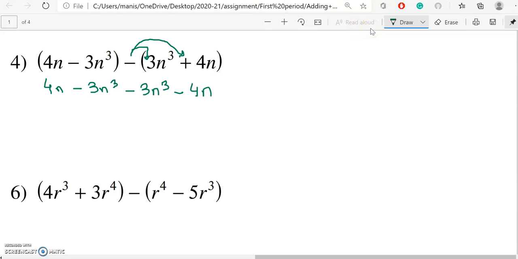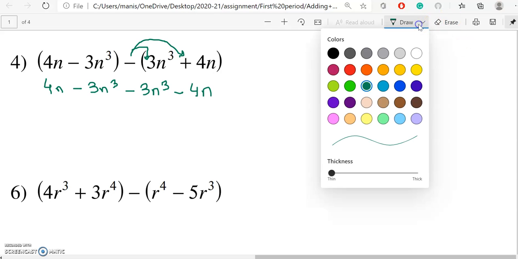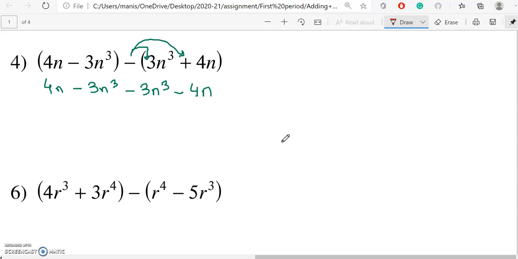Now we will combine the like terms. Let me change the color of my ink so it will be easier for you. Let's start with the first one. This says 4n. Do you see n somewhere? No, this is n cube. This other term has n as a variable. Now this is a minus 4 and this is a positive 4. 4 minus 4 gives you 0, so I will cancel it like this. Is this a positive sign? No, it's a negative sign. What about this one? Negative sign. But these are like terms.